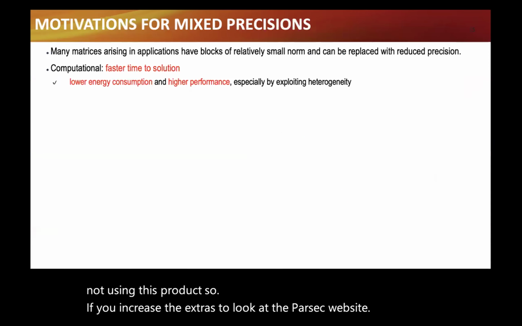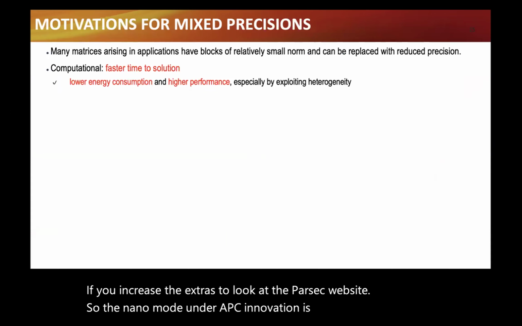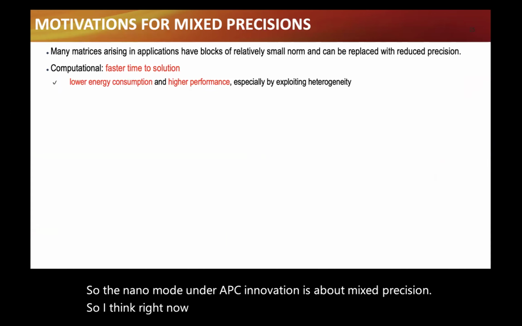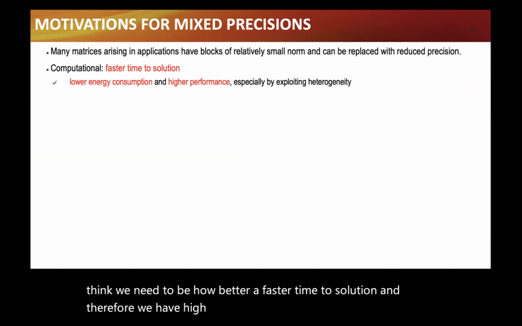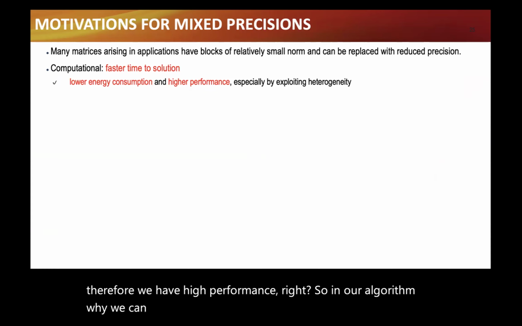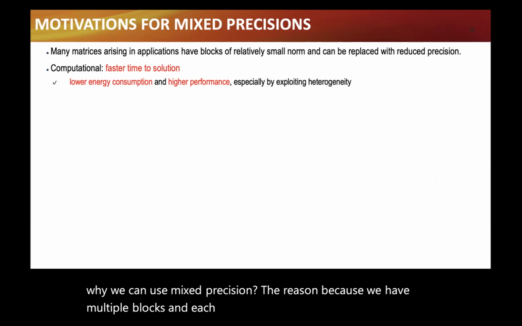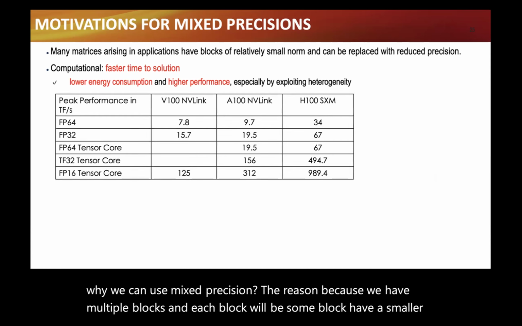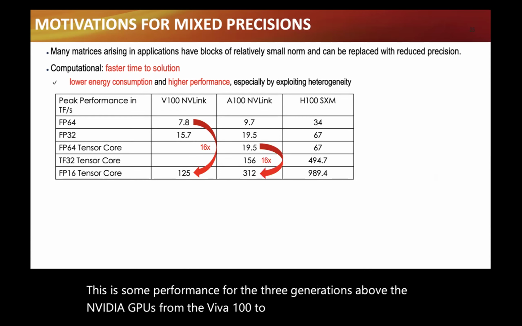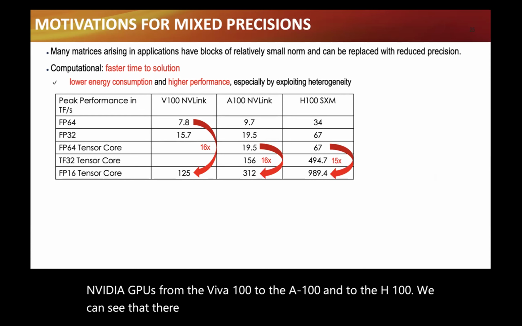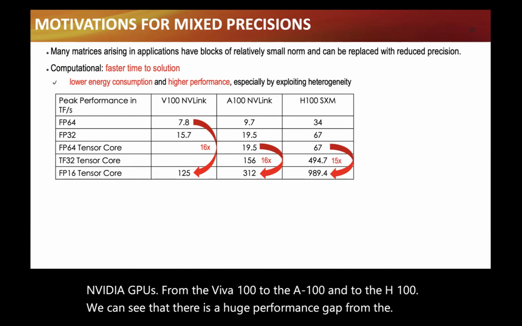Another HPC innovation is mixed precision. I think right now mixed precision is very hot. Why? We need a better, faster time to solution, and therefore high performance. In our algorithm, why can we use mixed precision? The reason is that we have multiple blocks, and some blocks have a smaller norm. Here is the performance for three generations of NVIDIA GPUs, from the V100 to the A100 and the H100. You can see there is a huge performance gap from low precision to high precision.